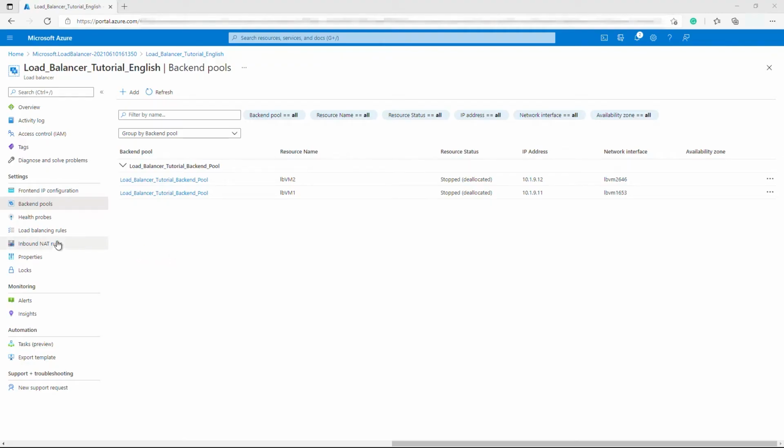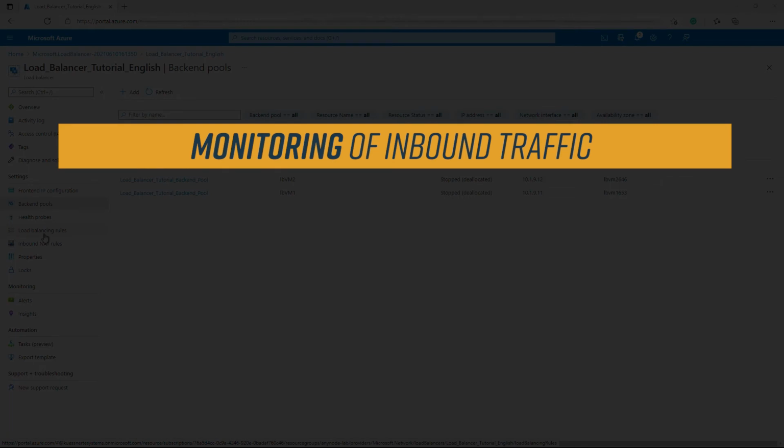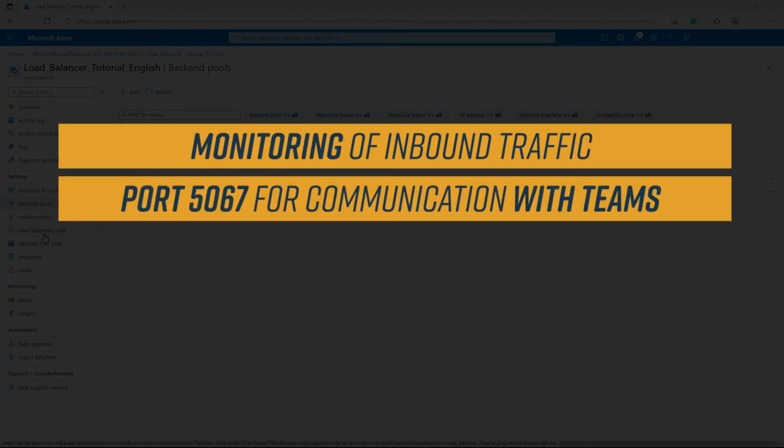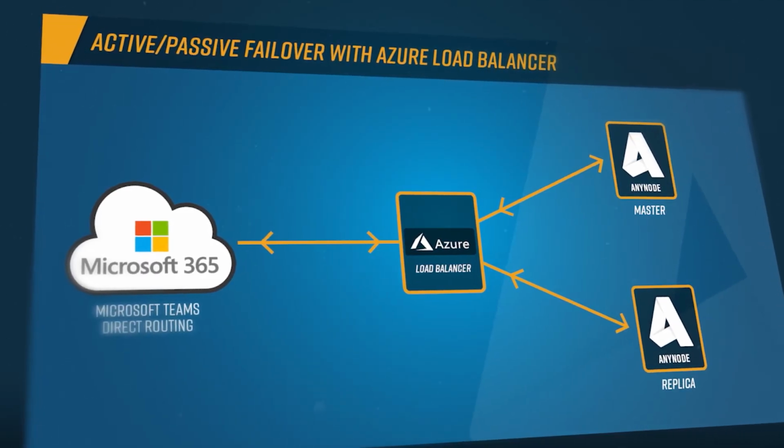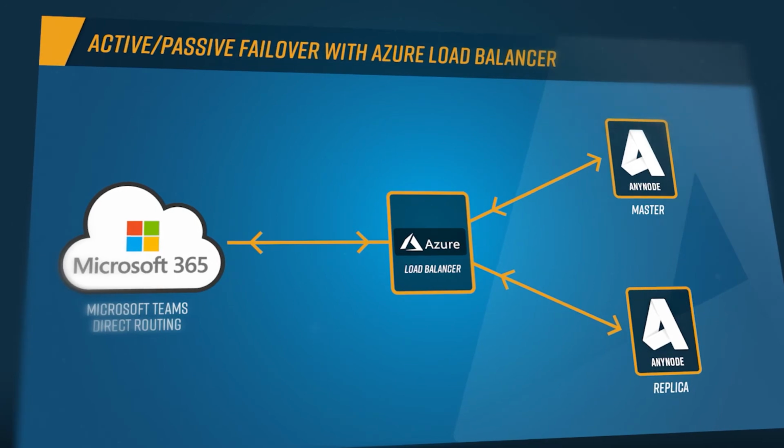The load balancing rule takes over the definition of the actual monitoring and forwarding of the incoming traffic. In our example, on port 5067 TCP of the public IP address, this port is taken by default by anynode for communication with Teams. The packets are forwarded to port 5067 TCP of the two anynode instances, depending on the result of the health probe.